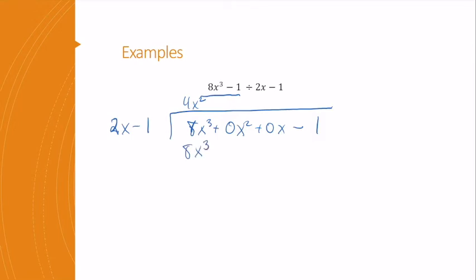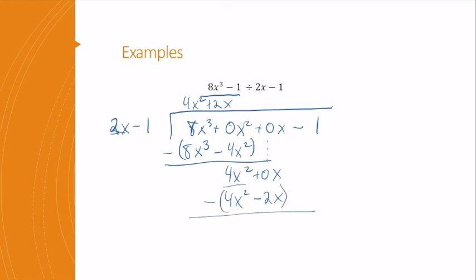8x cubed. 4x squared times negative 1 gives me a negative 4x squared. I subtract that. Two negatives make a positive. My first terms cancel. 4x squared. I pull down my next term. What do I multiply 2x by to make it look like 4x squared? The answer is 2x. 2x times 2x is 4x squared. 2x times negative 1 is a negative 2x.